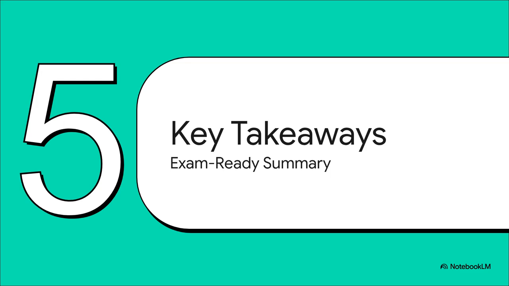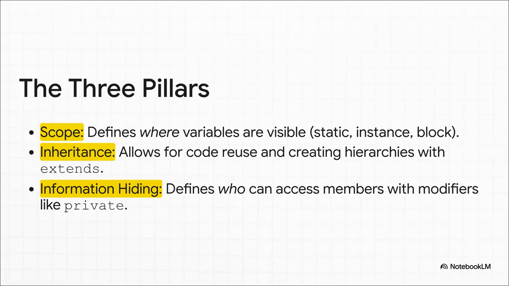Okay, let's wrap this up and bring it all together. Here are the key points you absolutely need to remember for your exams. So, remember these 3 pillars. They don't exist in a vacuum. They all work together. Scope defines where things are visible. Inheritance defines what a class is and lets you reuse code. And information hiding defines who can get access. You've got visibility, reuse, and security. Mastering how these 3 concepts interact, that's the real key to building well-structured, secure, and efficient Java applications.